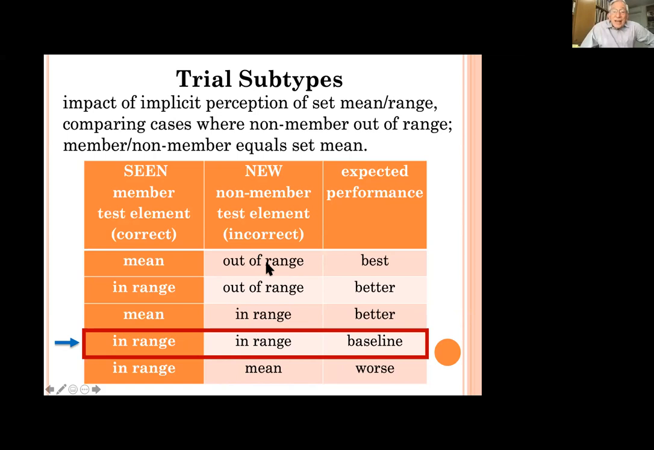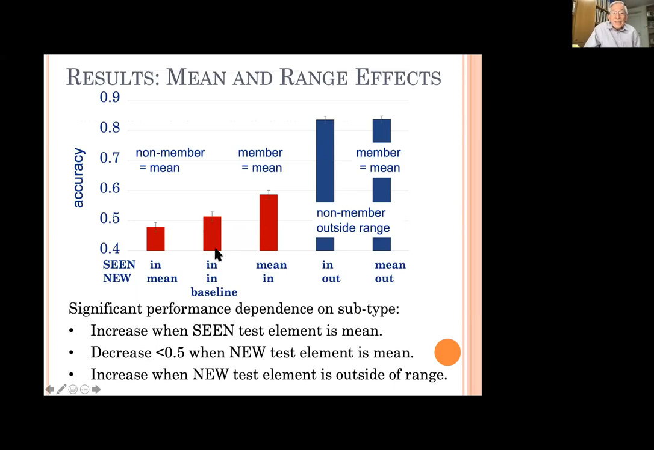And if the new one is out of the range, we're going to show sizes like this and this, and one of the tests is way out, then they should do even better. And that's exactly what happens. The baseline is around 50%, they're remembering very little, but when the seen one was the mean, they do much better. And when the new one is the mean, they do worse. It means they recognize the new one instead of the mean, which is what they're supposed to be answering. And when the new one is outside the range, then they do even more than 80% correct. So they know what the range is and they know what the mean is, even though they weren't asked to remember either one of those things.